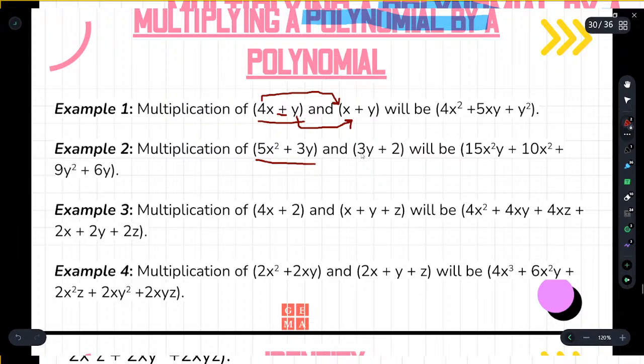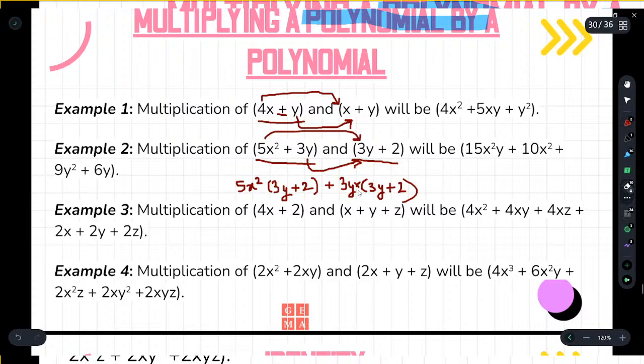5x squared plus 3y into 3y plus 2. Again, multiply this with this bracket and then multiply this with this bracket. 5x squared into 3y plus 2 and plus 3y into 3y plus 2. See, I haven't used the multiply sign here. Why? Because writing a bracket just beside it makes it a multiplication operation. Okay.